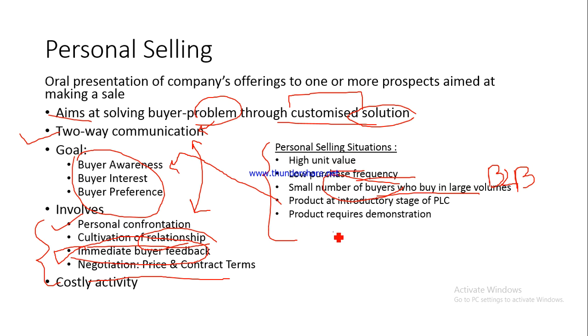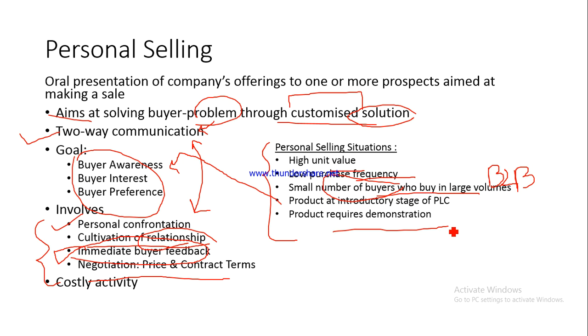Again, when the product requires demonstration, you cannot demonstrate through an advertisement. You can, but then it's not going to be an exhaustive demonstration. Suppose you want to tell your prospect how to drive a tractor. Naturally, you cannot do it through an advertisement. You cannot do it through some other promotional element, but you can do it through personal selling. In such cases also, you use personal selling because it requires demonstration.